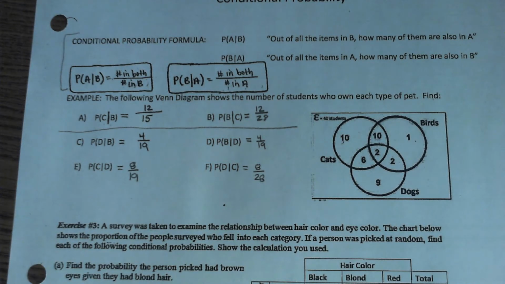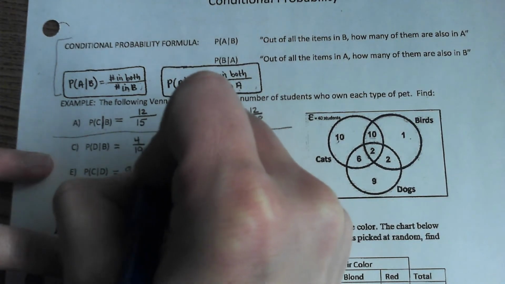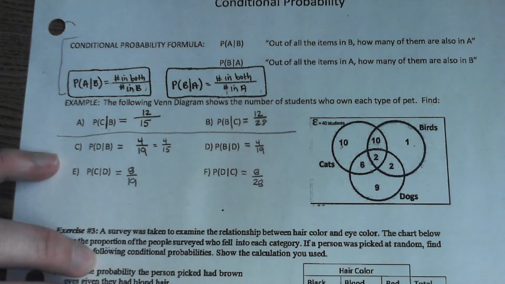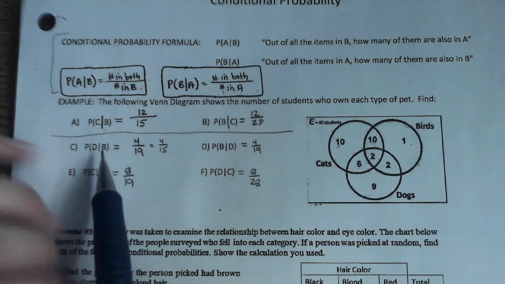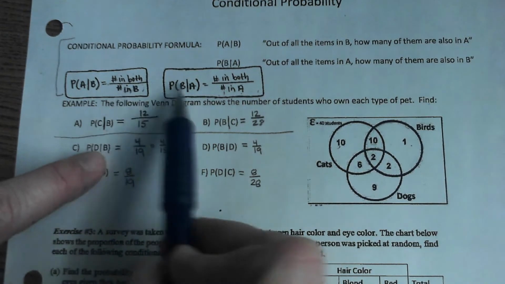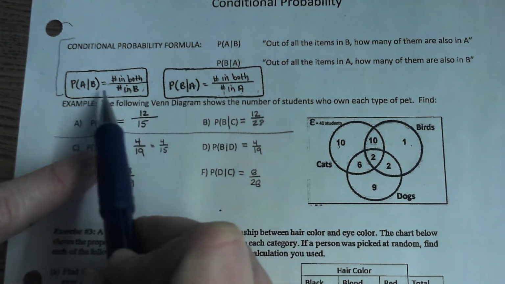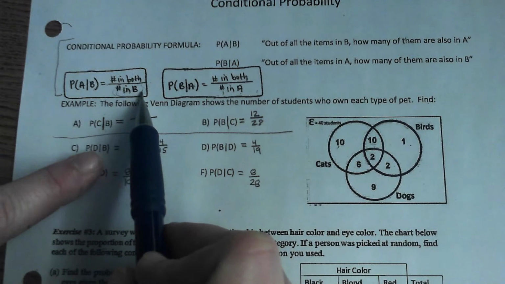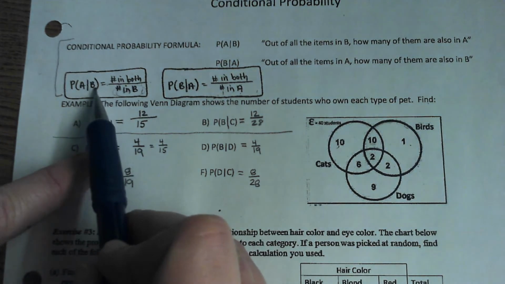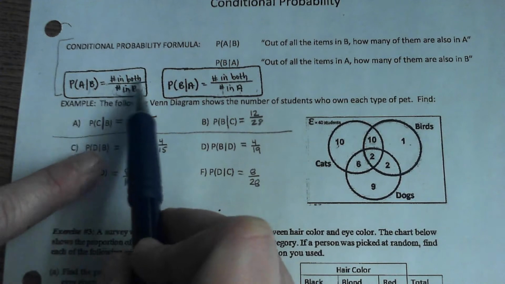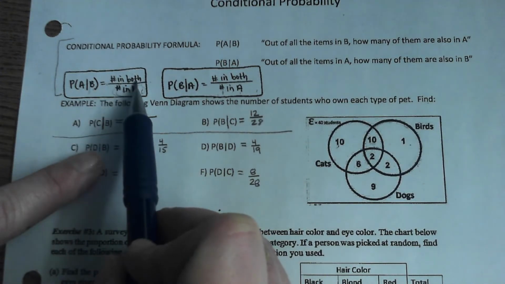Bella? 4/15 for C. Anybody get anything other than those two options for C? Okay, so let me think through C. Probability of owning a dog given that you own a bird. So look up here for a second. Whatever your second thing is, that's what goes in the denominator. So given B, your denominator is your number in B. And then your numerator is always however many are in both.